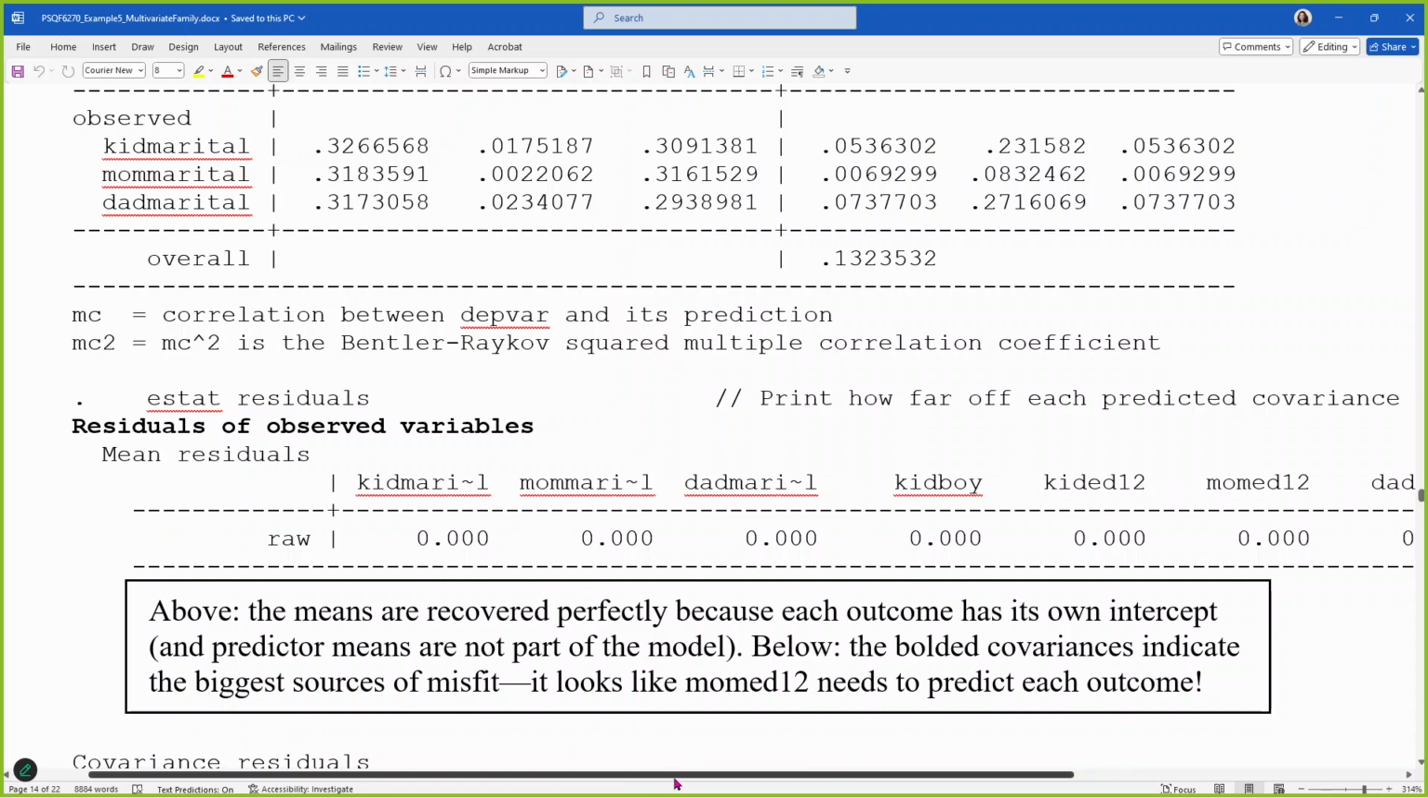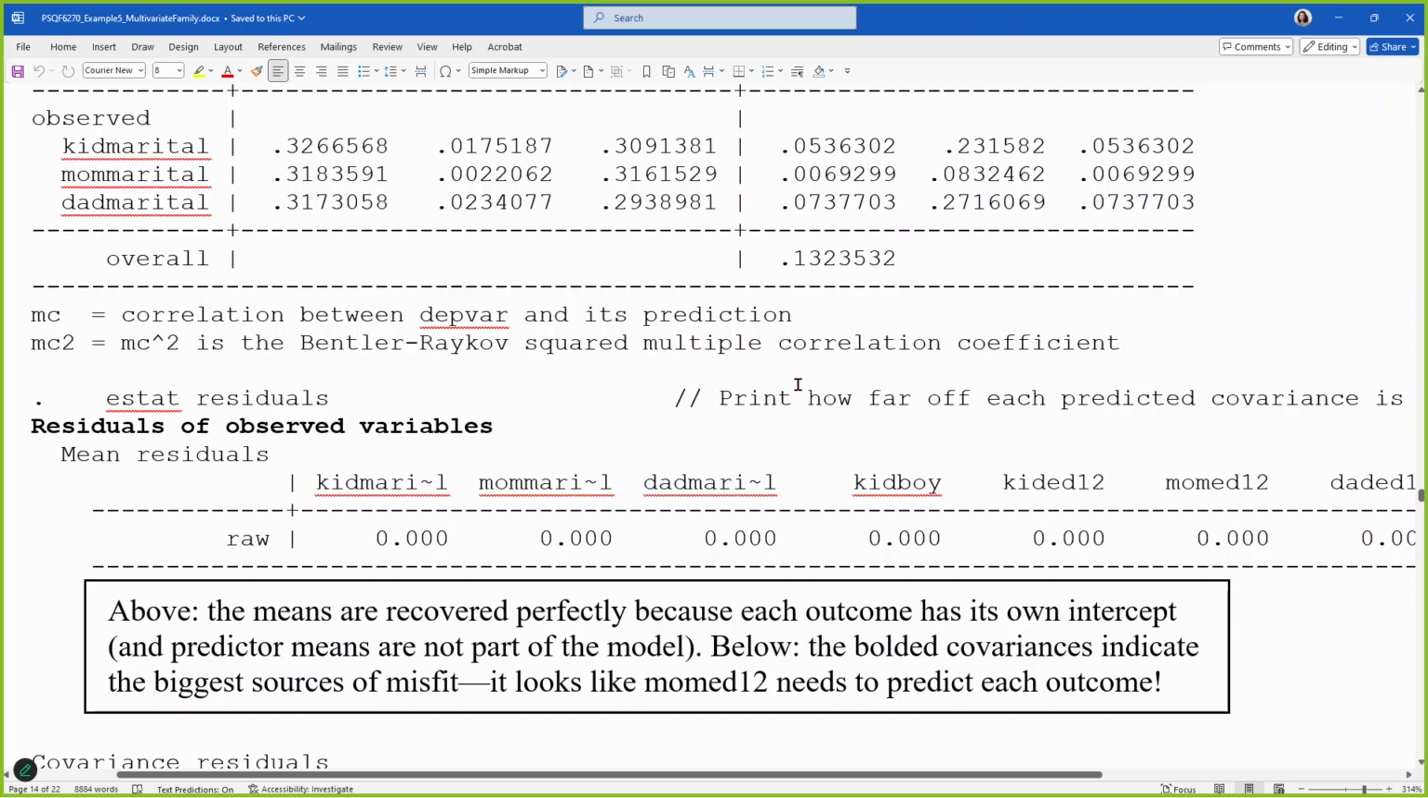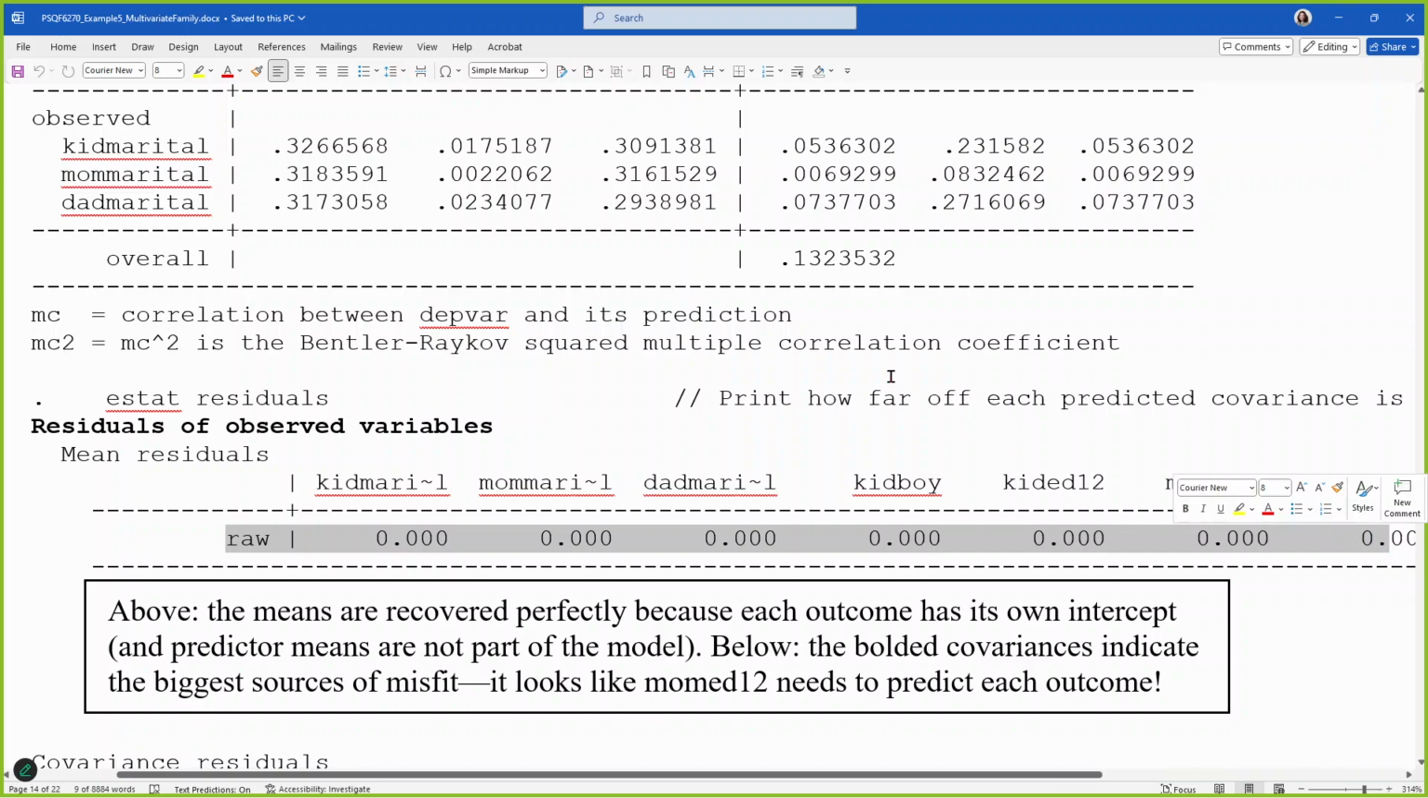And then residuals. Residuals in this case means offnesses, wrongnesses, deviations. So the first thing it's going to tell us is about the mean. And look, these are all perfect. They're not off at all. That is an expected consequence of the fact that all of these variables have their own fixed intercepts. So that would fill in whatever gap would be needed to get it to the right mean. So that's not going to be a problem.